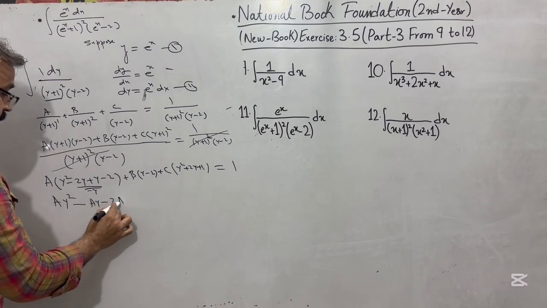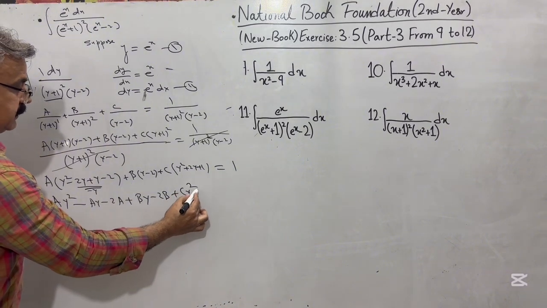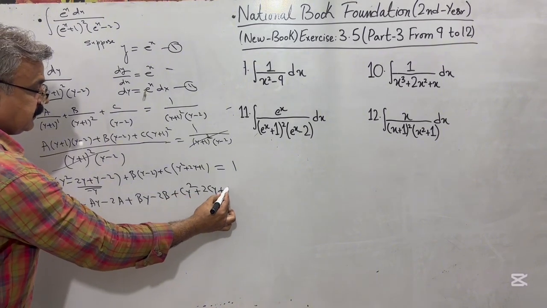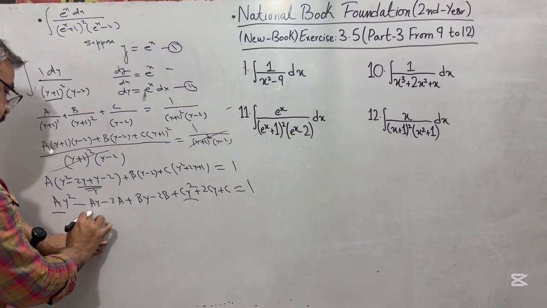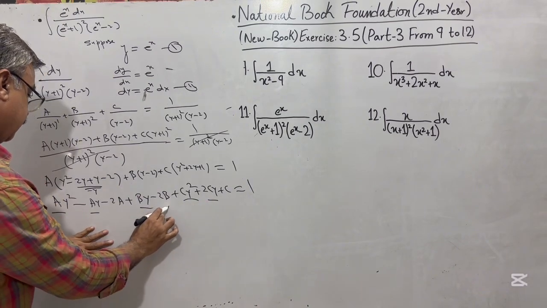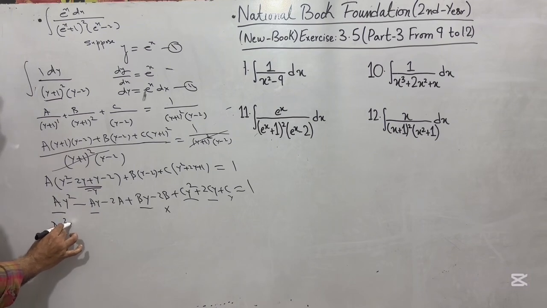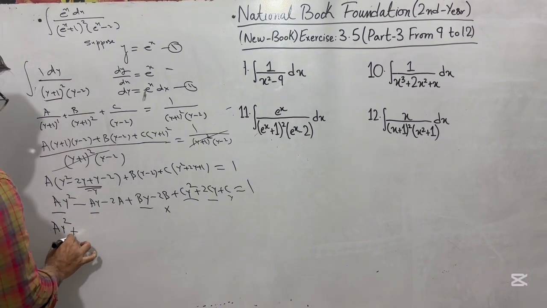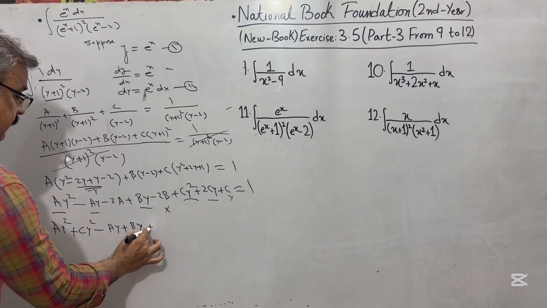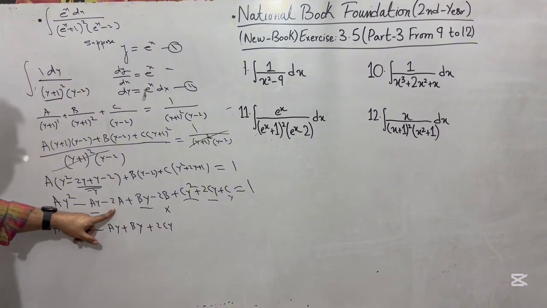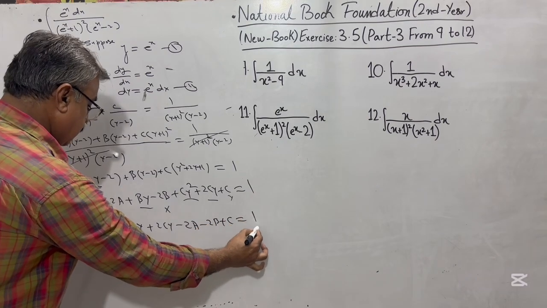Minus 2A plus B y minus 2B plus C y square plus 2C y plus C is equal to 1. Collecting the like terms, y square, then y power 1, then without y: A y square plus C y square, minus A y plus B y plus 2C y, minus 2A minus 2B plus C is equal to 1.